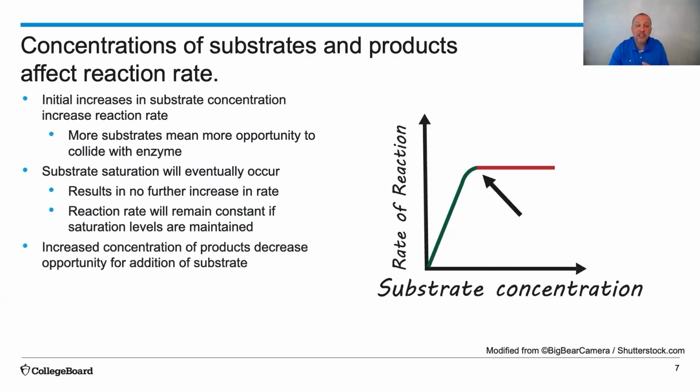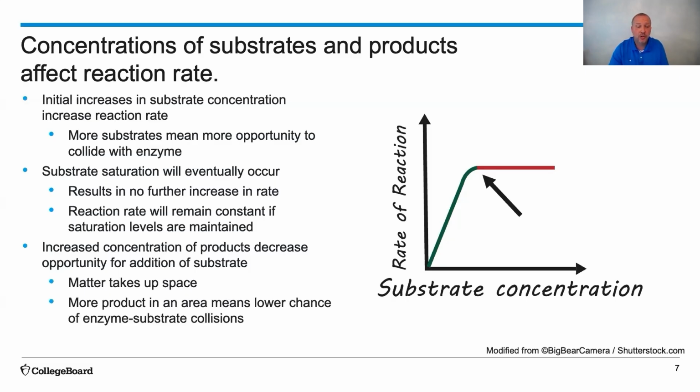However, an increased concentration of products decreases the opportunity for addition of substrate. Matter takes up space, so more product in the area means a lower chance of an enzyme-substrate collision, and that will slow the reaction rate as shown on the chart.